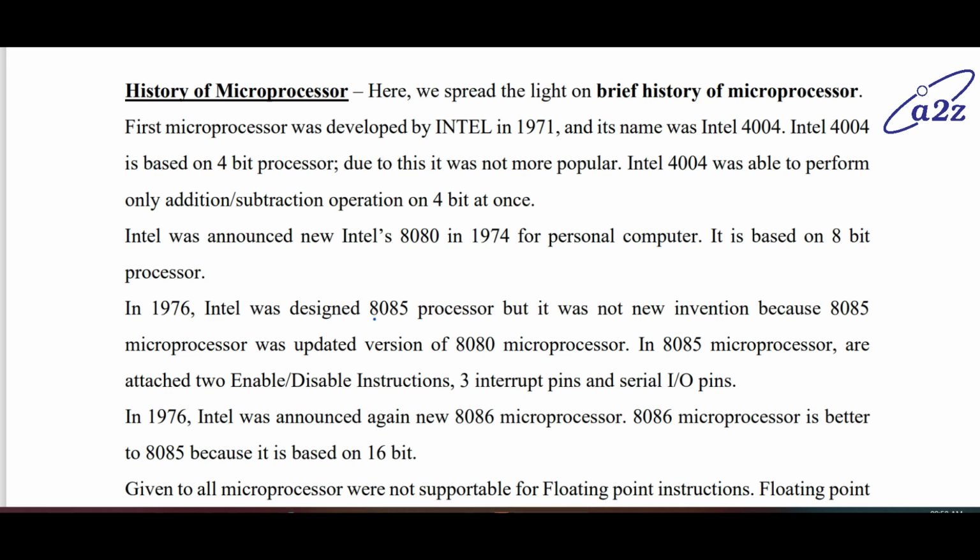Now, this 8085 microprocessor was not a new invention because 8080 was already invented, but it is the updated version of 8080. So 8080 is the older version and 8085 is the updated version of the old processor. In 8085, there are two instructions, enable and disable, 3 interrupt pins, and some serial IO pins. You all know about interrupt and serial IO. We have already discussed this in computer architecture.